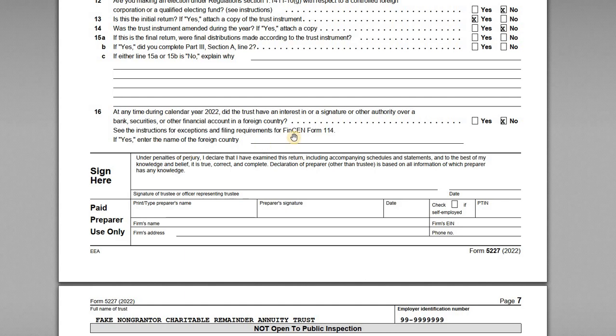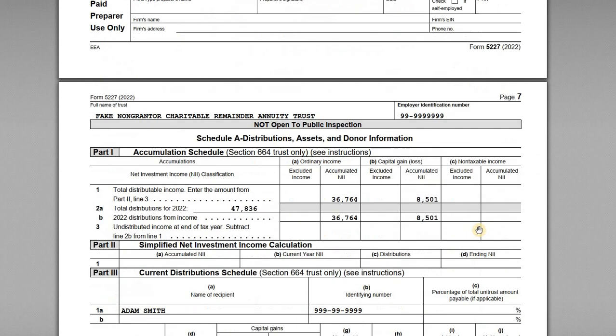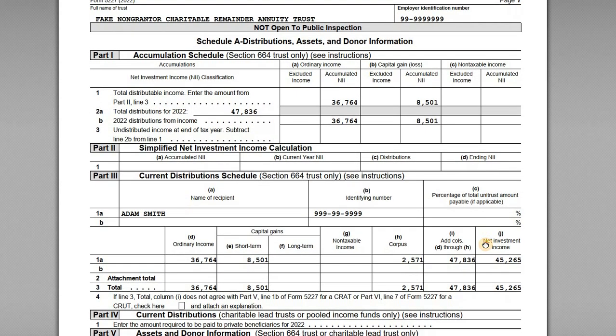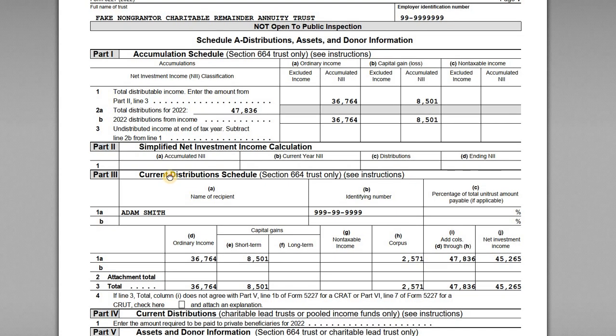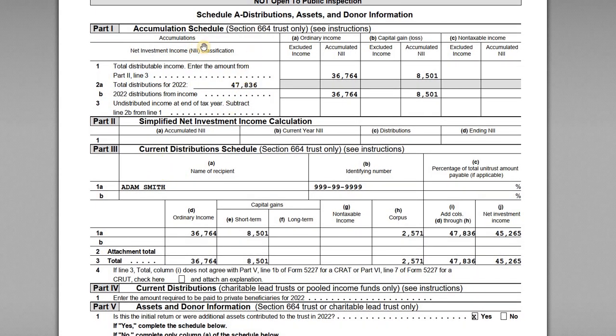And then lastly, question 16, we didn't have any ownership interest in any non-U.S. bank accounts. So we've checked no. We don't have to do an FBAR, which is the FinCEN Form 114. All right, so now we're on to Schedule A. Couple of parts here, right? So Part 1, accumulation schedule, Section 664 trust, right? So these are the charitable remainder trusts, CRTs, not the lead trusts.